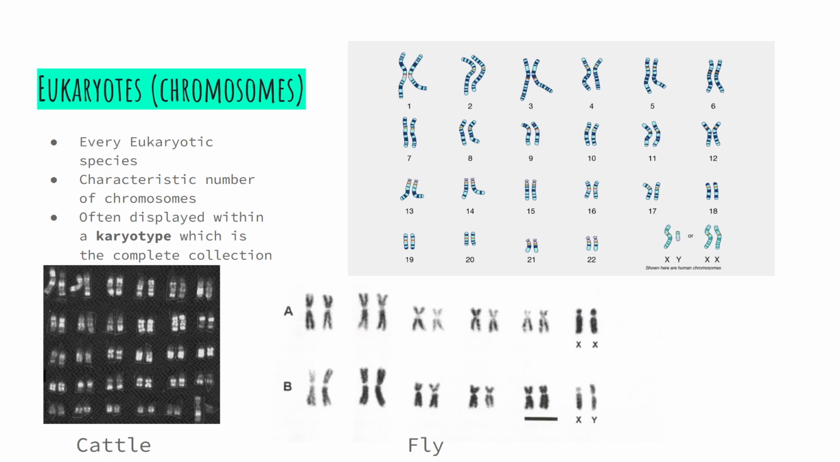So these are displayed within something called a karyotype. Okay, this is our karyotype. That's what it is showing. It is all our chromosomes. All right, and so depending on the organism, it will have a different number of chromosomes. For humans, it is 23 pairs. 23 pairs, that means individually it is 46 chromosomes.